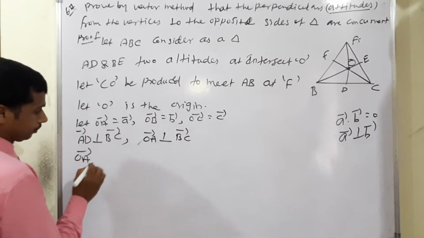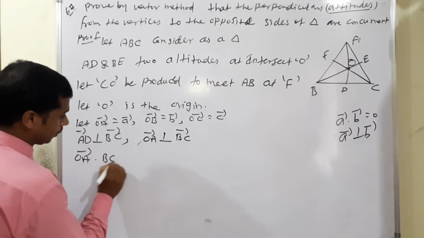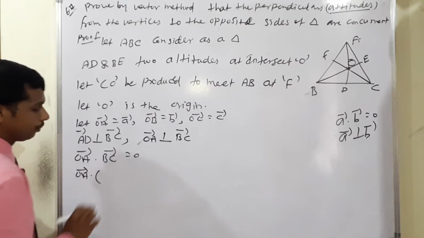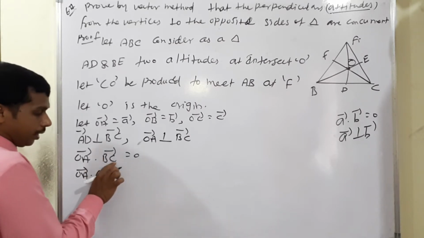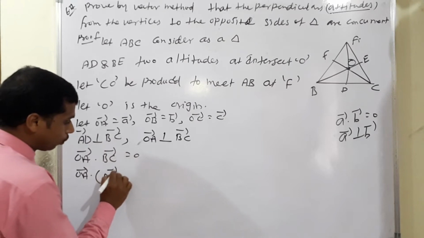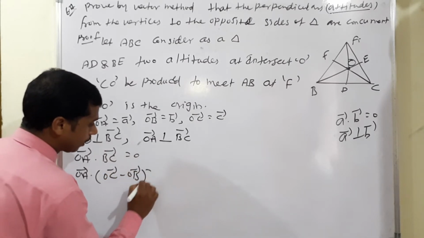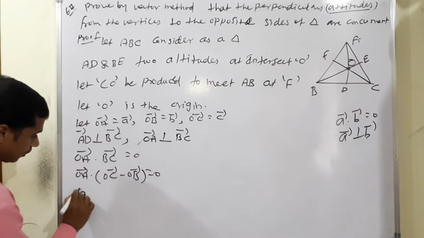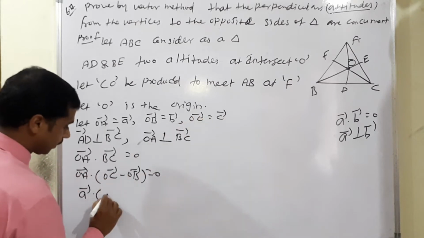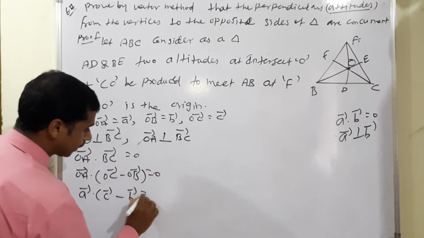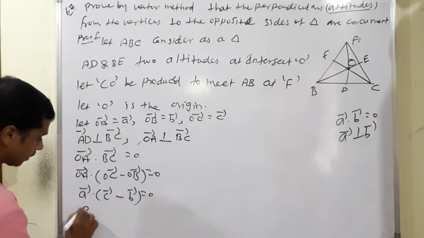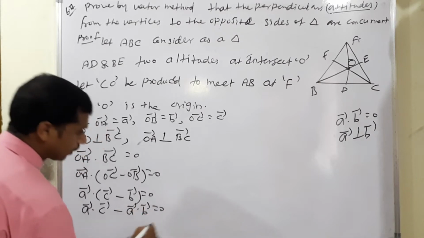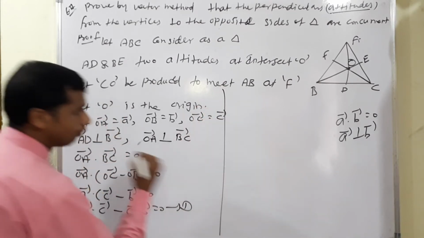Now OA vector dot BC vector is equal to 0. BC means the position vector, how to rewrite? Ending point minus starting point. Therefore, OC vector minus OB vector. Already we know OA vector is A vector, so A vector dot (C vector minus B vector) is equal to 0. If you remove the bracket, A vector dot C vector minus A vector dot B vector is equal to 0. This is considered equation number 1.